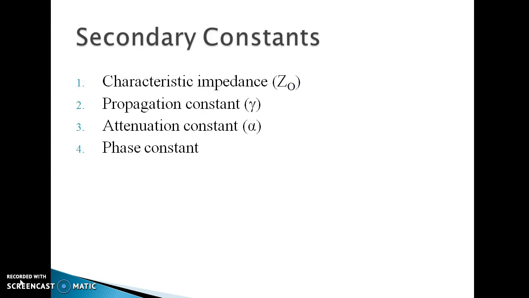Here, for the transmission line we have seen the primary constants. Now we will go through the secondary constants. First one is characteristic impedance, second propagation constant, third attenuation constant, and fourth one is phase constant.